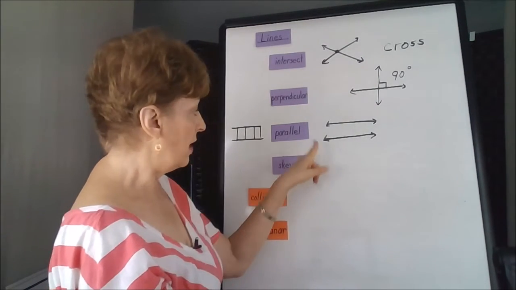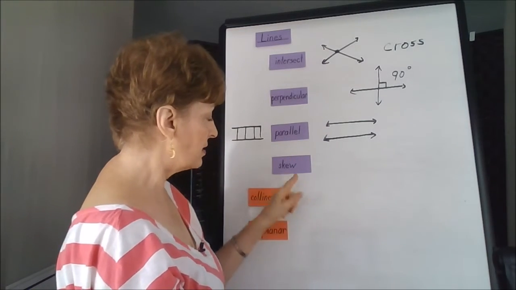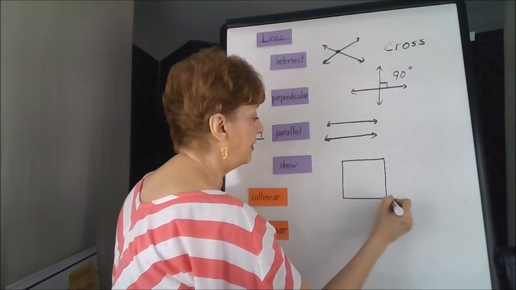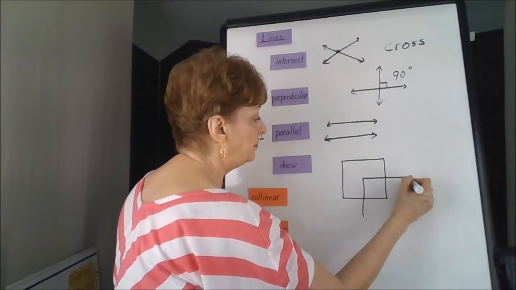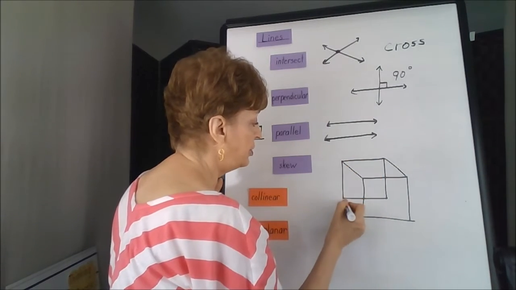Skew lines never cross either, but they're not on the same flat plane like the parallel lines. Skew lines, perhaps I can draw like this. I draw a box representing a three-dimensional object.